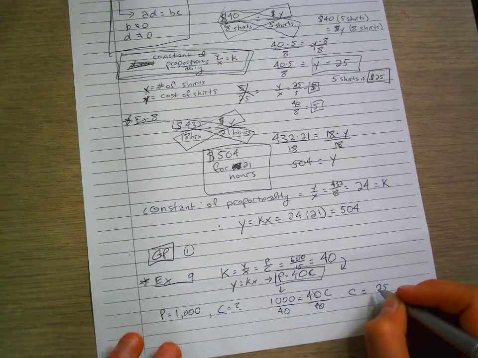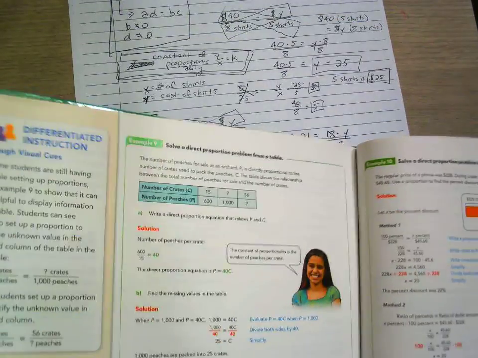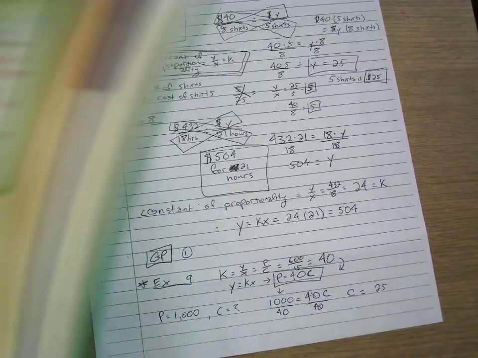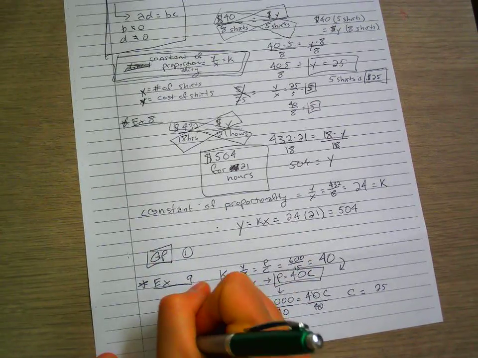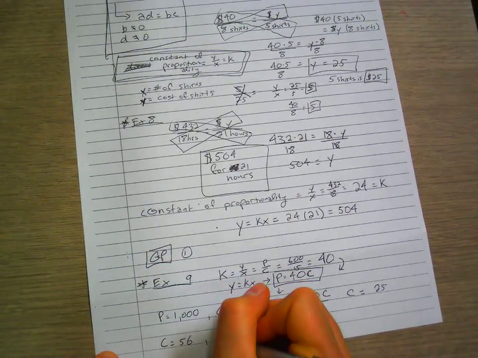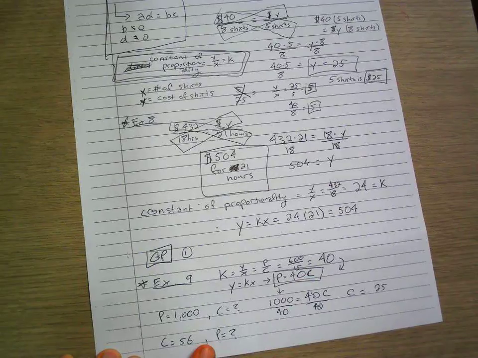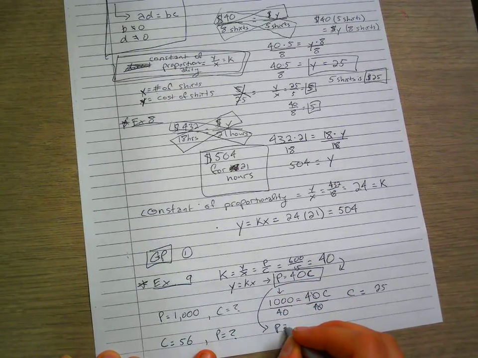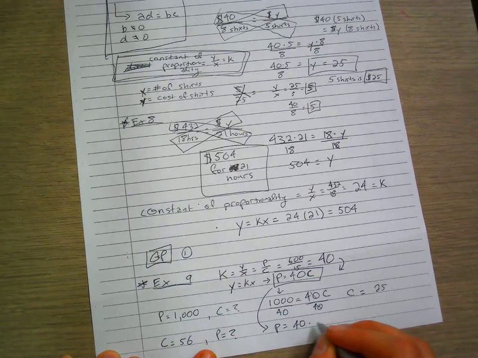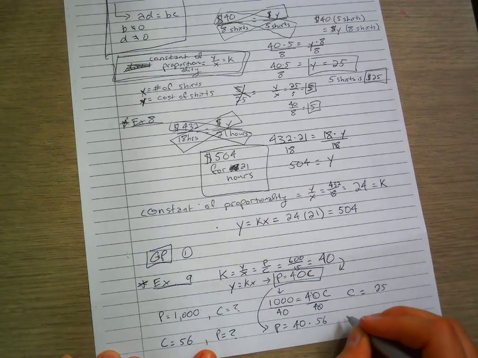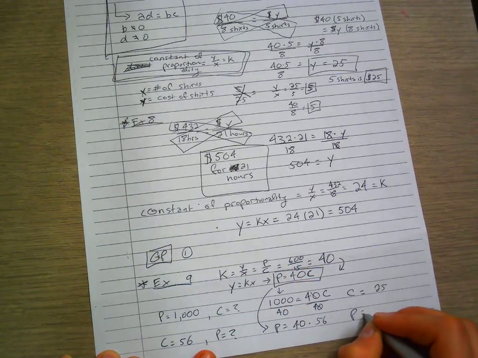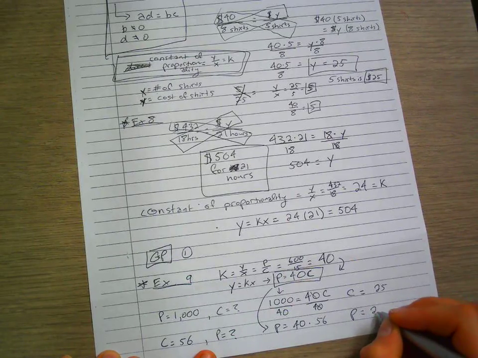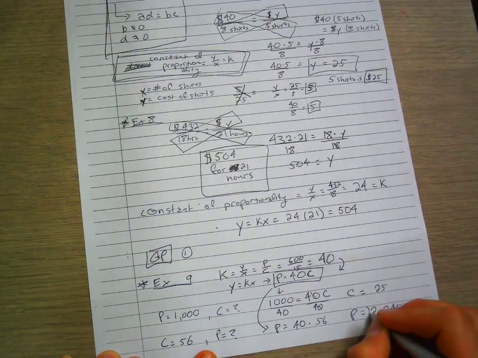Now the next one, we know C equals 56. P is unknown. So if we put that into the equation, P equals 40 times 56, which means that P is equal to 2,240. Try that on Guided Practice 2.